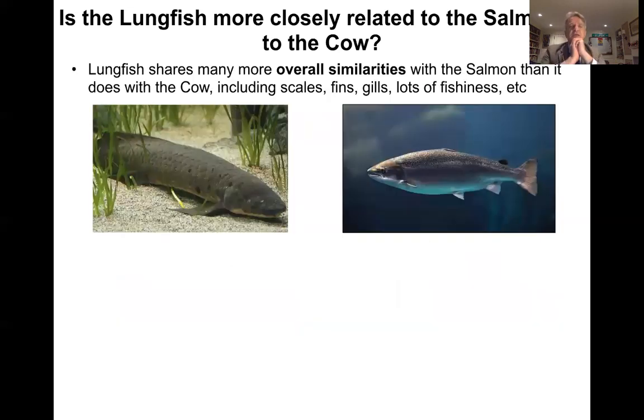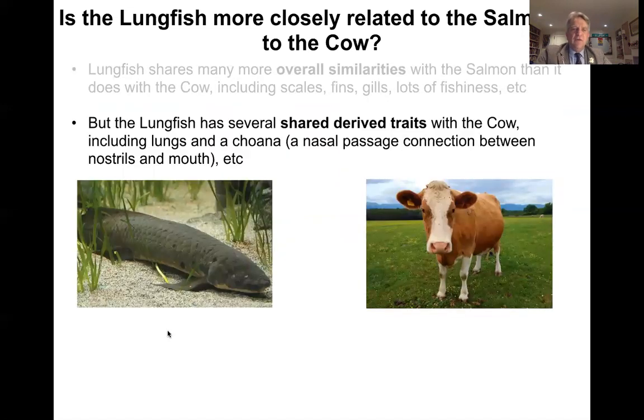So if we think about lungfish, they share many more overall similarities with the salmon than they do with the cow. And these similarities include having scales, having fins as opposed to limbs, having gills, and just a lot of traits that speak to their fishiness, so to speak. However, the lungfish has several shared derived traits with the cow that include lungs and a nasal passage connection between the nostrils and the mouth, called a choana.